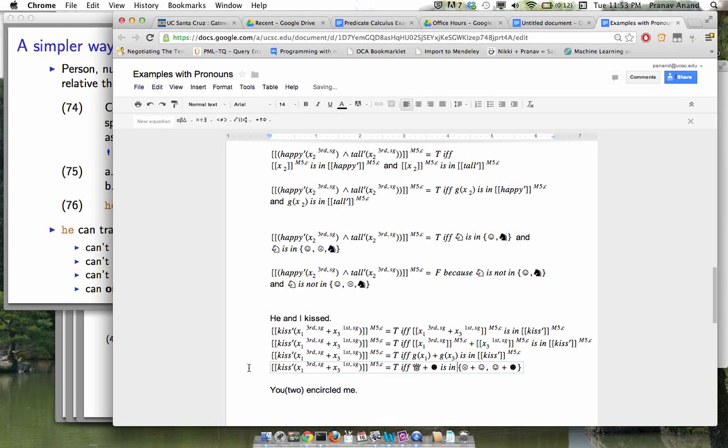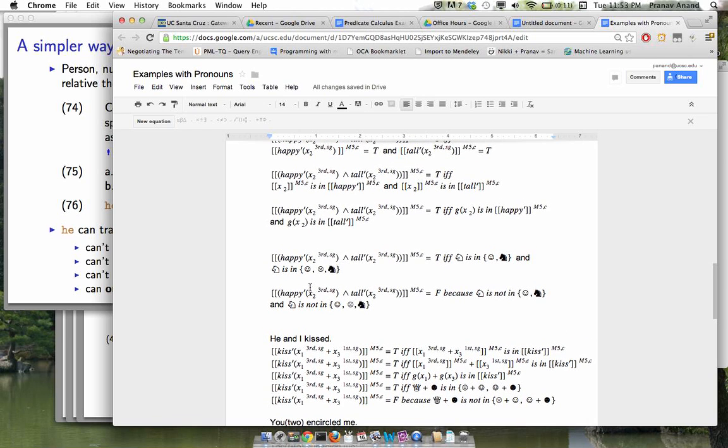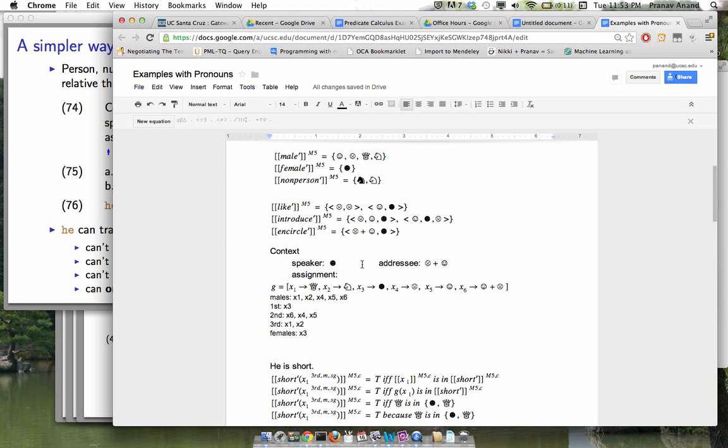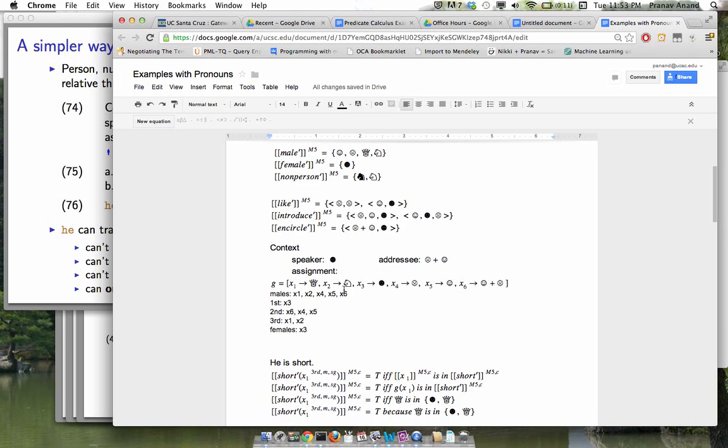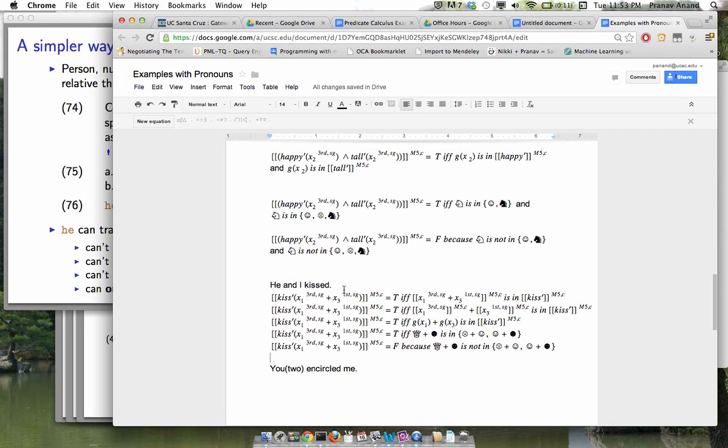Okay. And then this whole thing is false because this is not in there. Now we could ask, what happens if we did x2 instead? But remember, x2 is apparently our white horse, is that right? And there, it's also not in. So in both cases, it's going to be false.